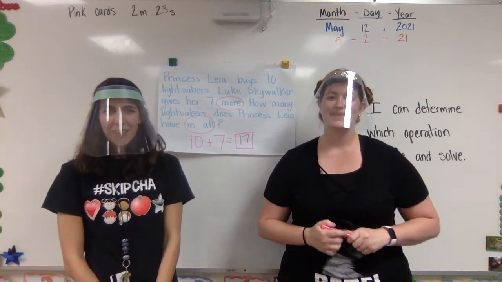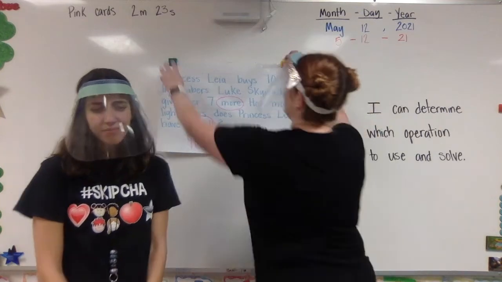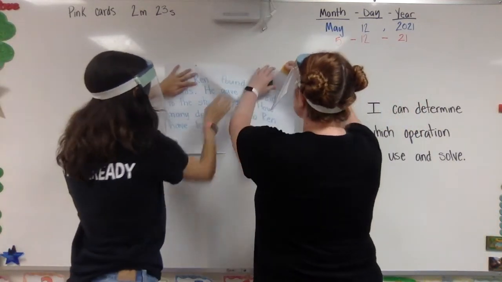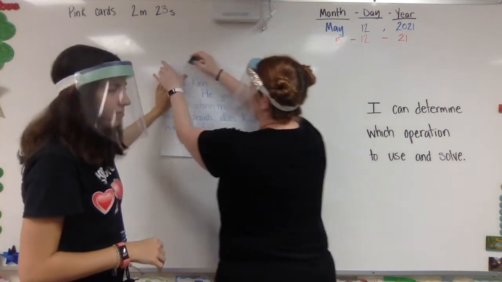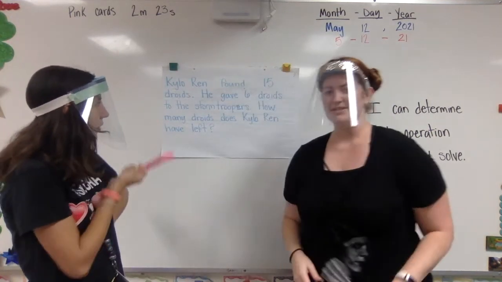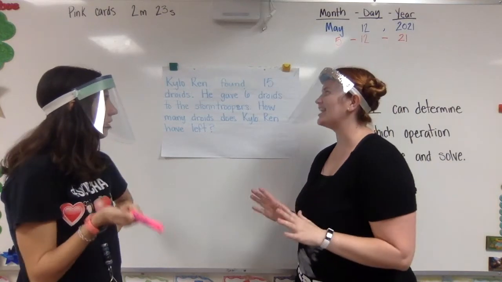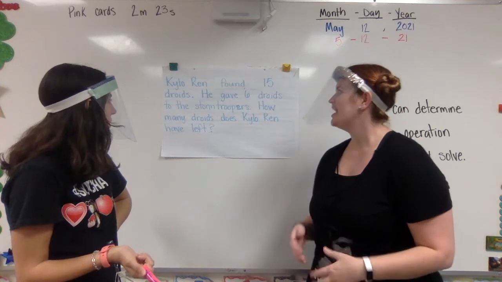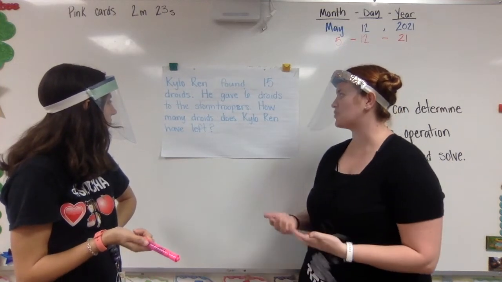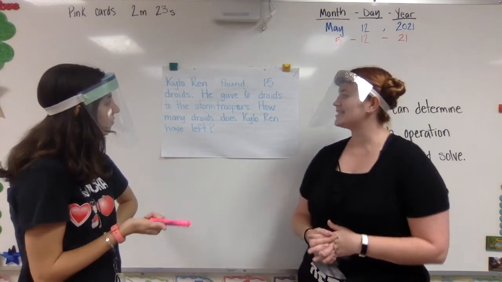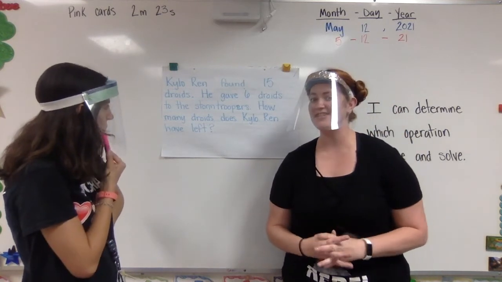Good job, Miss Lime. Okay, your turn. Let's see if you can figure out the keywords in this word problem to help solve. Are you ready? I am listening for those keywords. Okay, it says Kylo Ren found 15 droids. He gave 6 droids to the stormtroopers. How many droids does Kylo Ren have left?